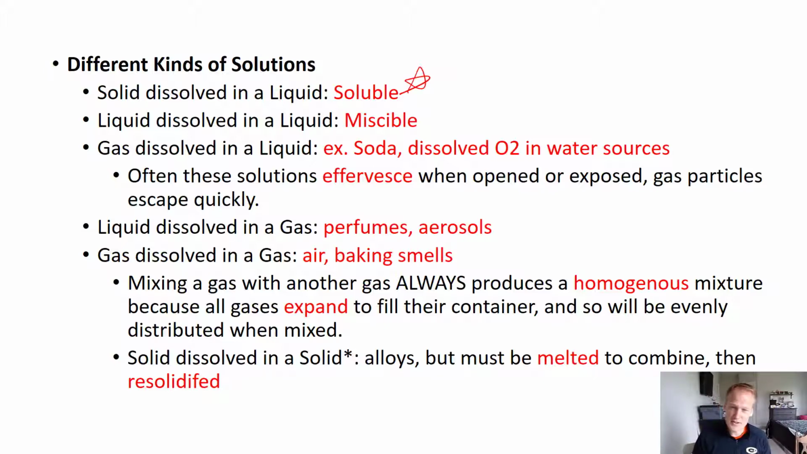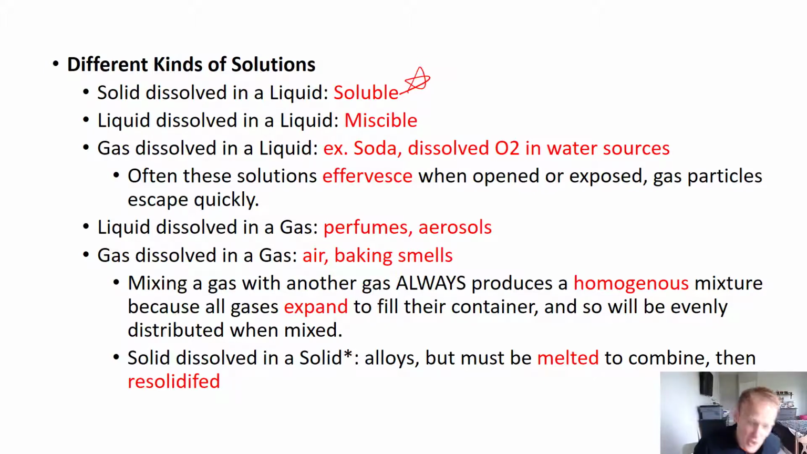And then gas dissolved into gas. That's air. Air is N2, O2, H2, some helium, some trace noble gases. That's a solution of gases. Baking smells would be another example, and eventually those baking smells would dissipate because they spread and they mix and they spread evenly. That's diffusion.